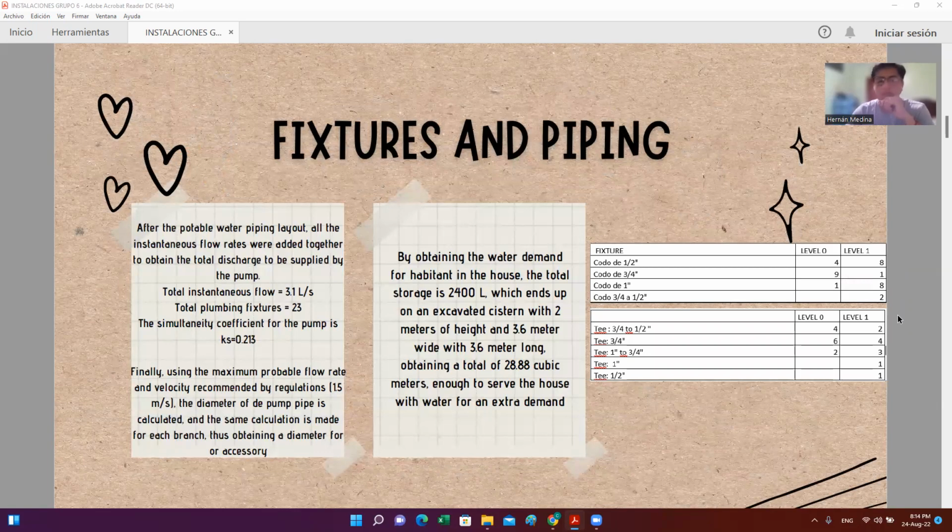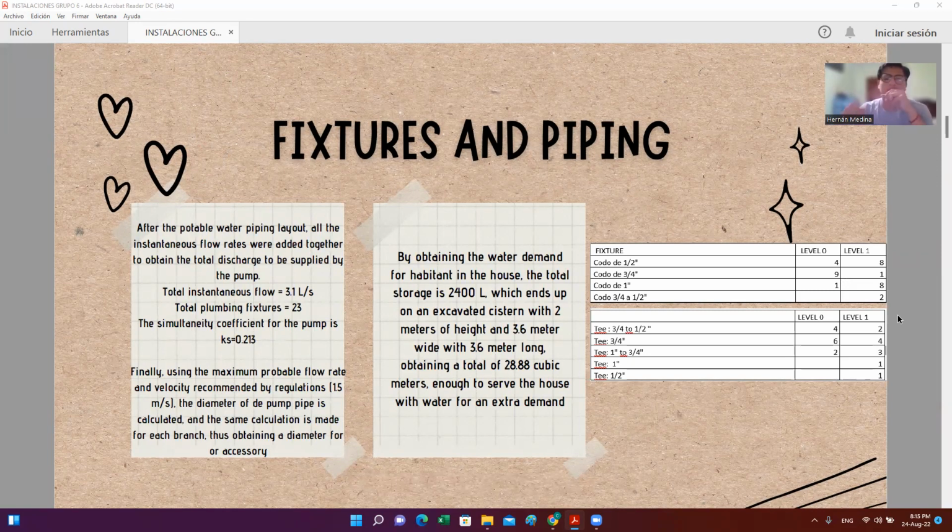Okay, about the fixtures and pipes. After the potable water piping layout, all the instantaneous flow rates were added together to obtain the total discharge to be supplied by the pump. With this information, the total instantaneous flow is 3.1 liters per second, and the total plumbing fixtures that we use in this project are 23. The simultaneous coefficient for the pump is 0.213.